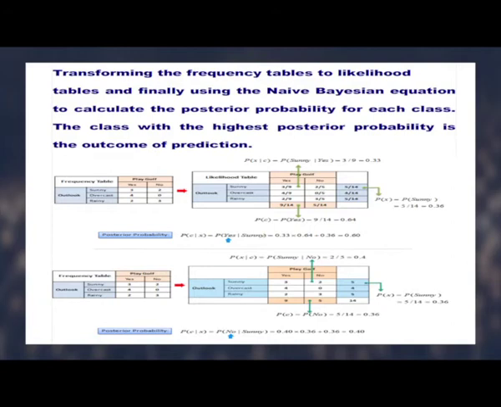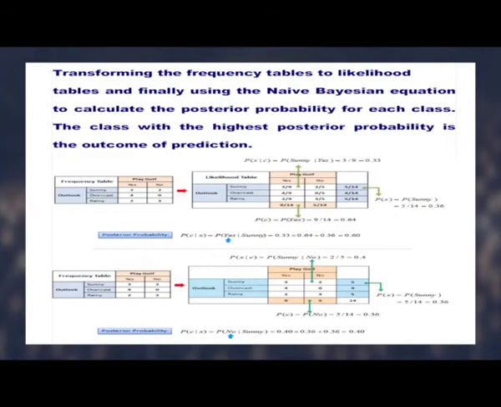Now, considering our example, let us calculate probability of x given c. In our case, probability of sunny given yes is equal to 3 by 9, which is equal to 0.33. Next, we calculate probability of x. In our case, probability of sunny is equal to 5 by 14, which is equal to 0.36. Next, we calculate probability of c, that is probability of yes, equal to 9 by 14, which is equal to 0.64. Now, we'll calculate the posterior probability.